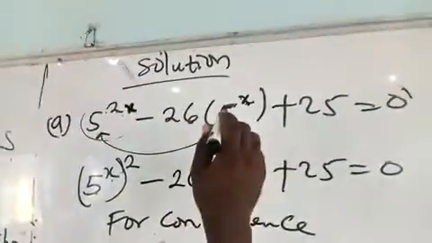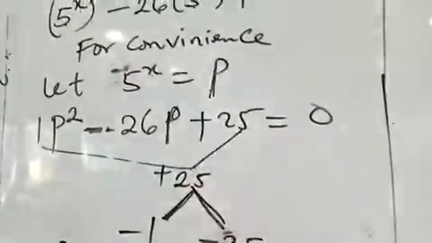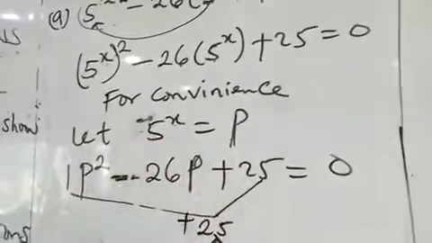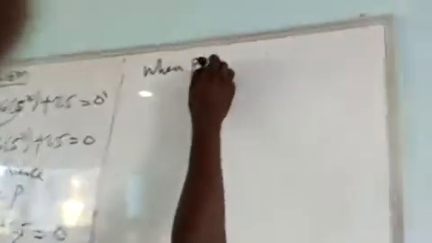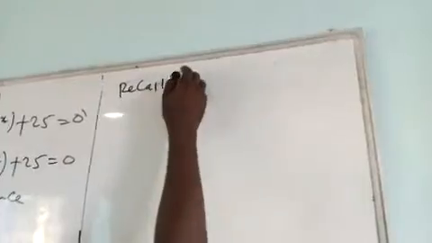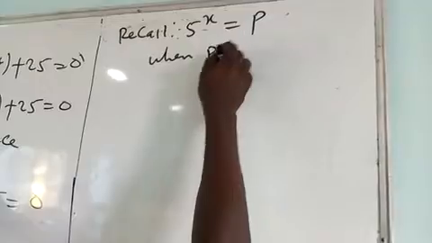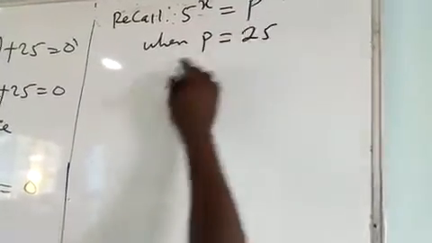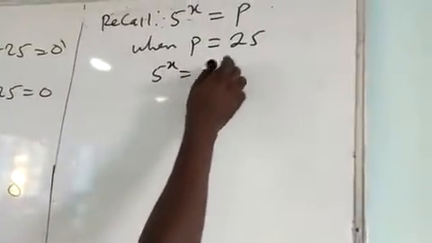Don't forget that the unknown used in the question is x. But it was for convenience that we used p. After you have gotten that value of p, you now replace back the value of p. So we have two values of p. You will not solve them one after the other. Recall that for convenience sake, we said let 5 raised to x equals p. Now, for each value of p, the first value is 25.